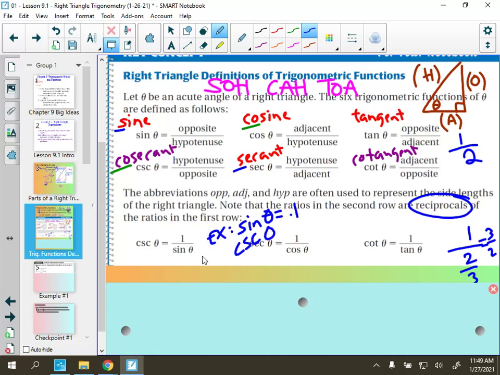Well, the cosecant would be, let me grab my calculator here. Well, I should be able to do it without a calculator. 1 divided by 0.1 is 10. So the cosecant of that angle is 10.